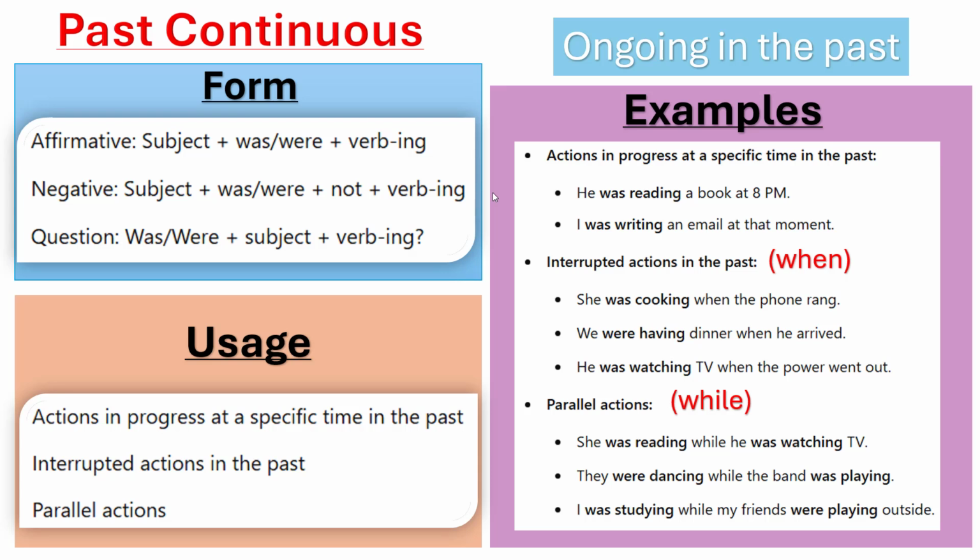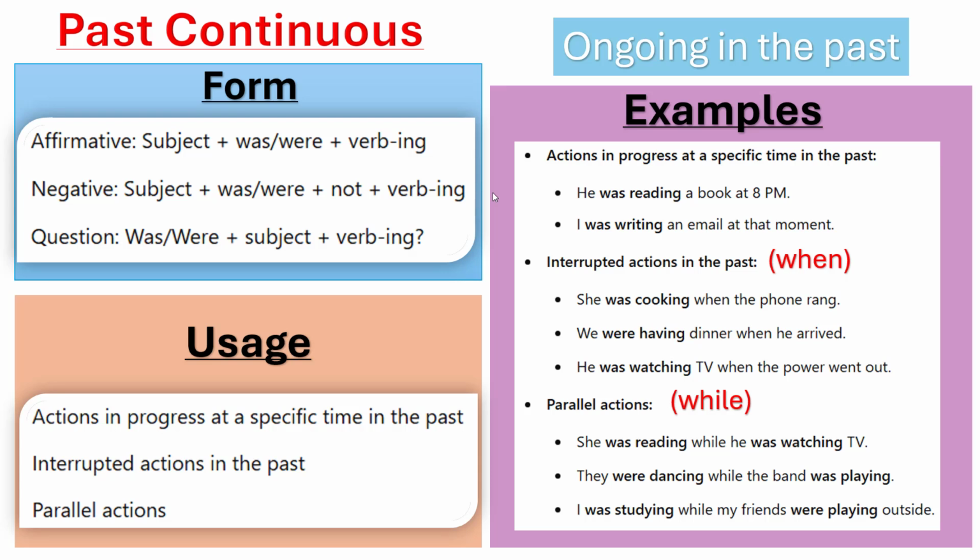So I'm gonna start with the form and affirmative form. So in the affirmative form we have subject plus was/were. So here we have the auxiliary verb, which is was or were. Was with I, he, she, it, and were with they, you, and we. Plus verb plus ing. As I have told you before, whenever you find continuous, which means you add ing to the verb. So subject plus was/were plus verb ing.